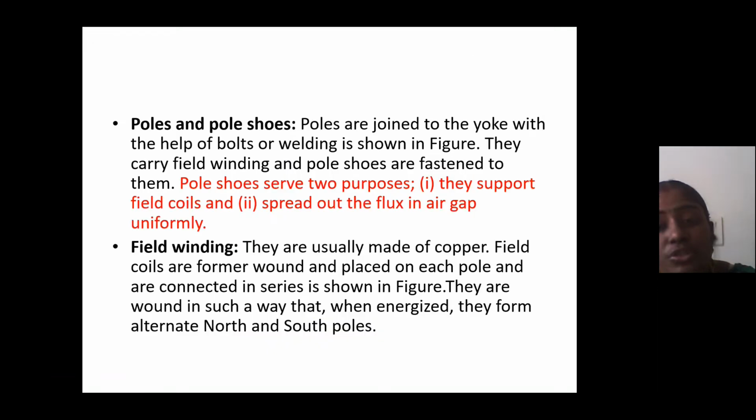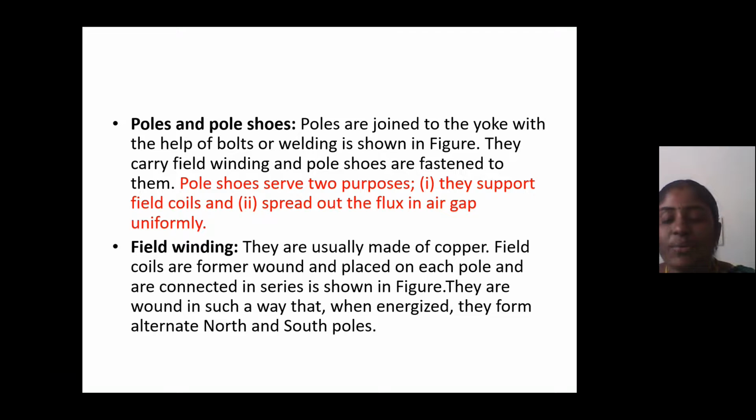Then poles and pole shoes. Poles are joined to the yoke with the help of bolts or welding. They carry the field winding, and pole shoes are fastened to them. Pole shoes serve two purposes. What are they? They support field coils and spread out the flux in the air gap uniformly.